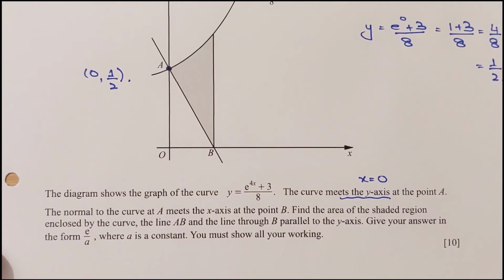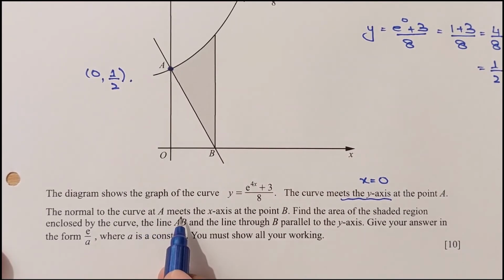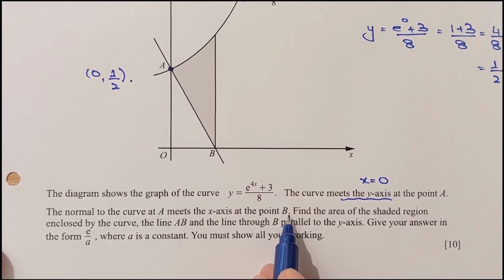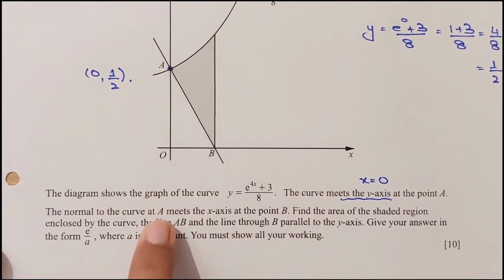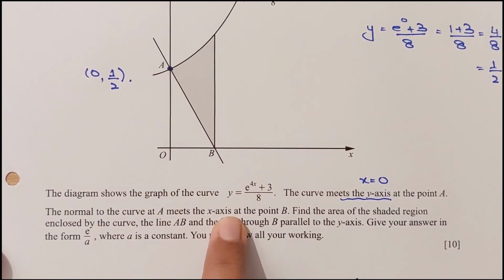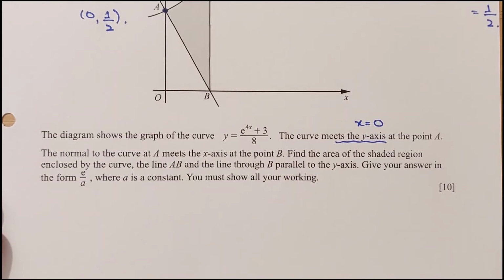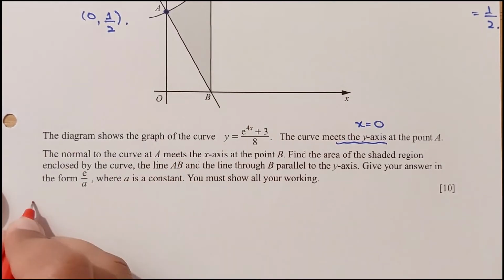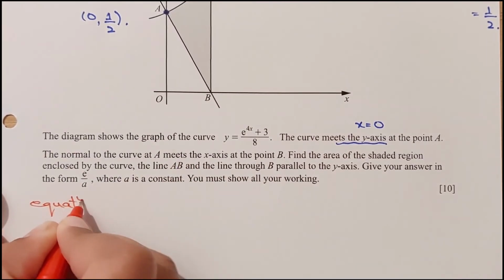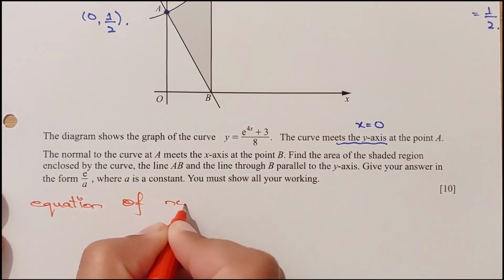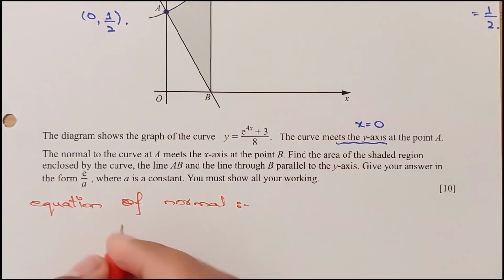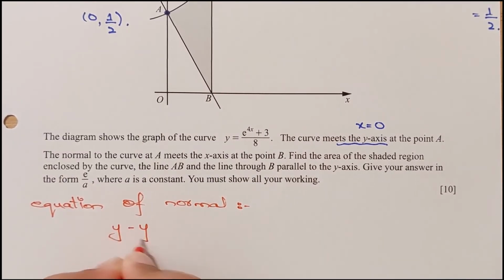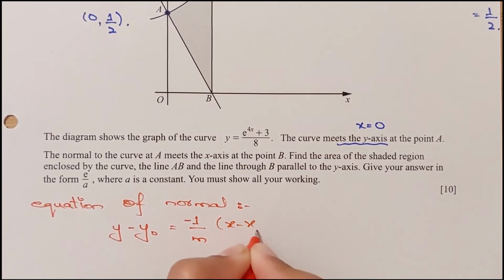Right. Okay. The normal to the curve at point A meets the x-axis at point B. The normal to this curve. So we have to find the equation of the normal of this curve at point A, which meets the x-axis at point B. So first let me find the equation of the normal. Right. Okay. So equation of normal. Let's do this question step by step. Equation of normal is y minus y naught equals to negative 1 over m times x minus x naught.